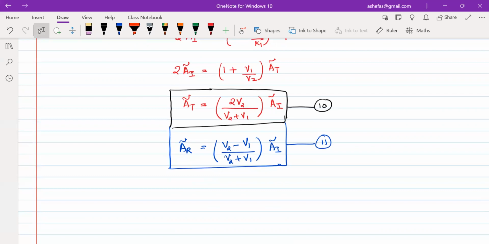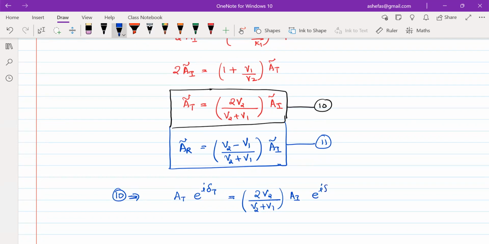Okay, now these equations number 10 and 11 basically contain both amplitude and phase, because these are complex amplitudes. Now we can divide the amplitude part and the phase part separately. So if you take equation number 10, At tilde, we can write as At e raised to i delta t, equal to 2v2 by v2 plus v1, Ai e raised to i delta i.